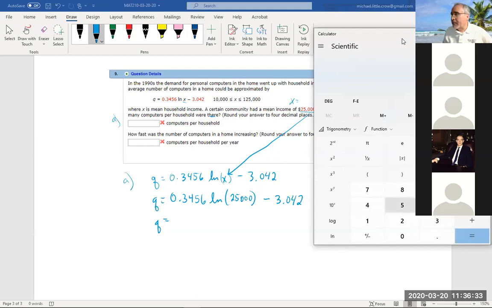0.3456 times 25,000 natural log. So notice how it's taking the natural log of 25,000. And then we're going to subtract 3.042. And it'll do it all in one step. We get 0.4577, and they want it to 4 decimal places. Actually, it's going to be 0.4578. We round it out.